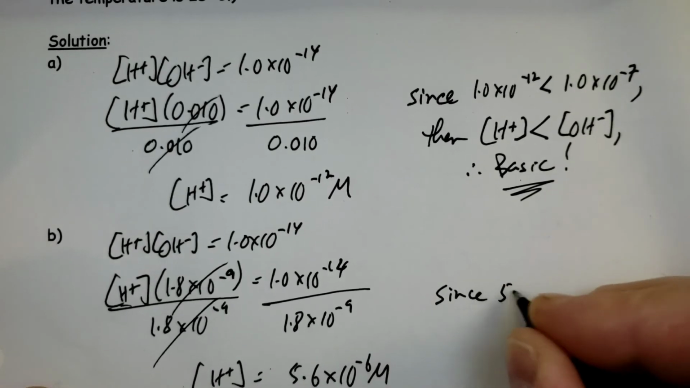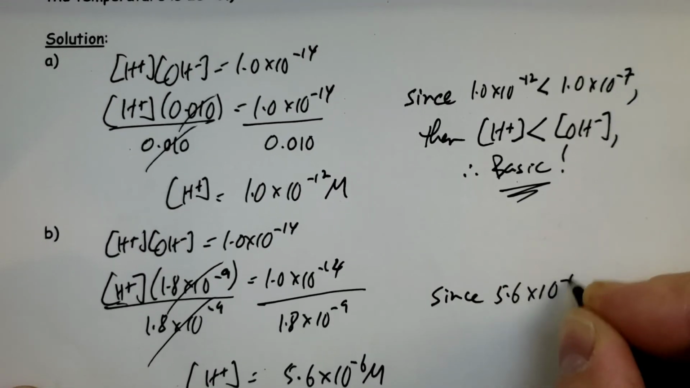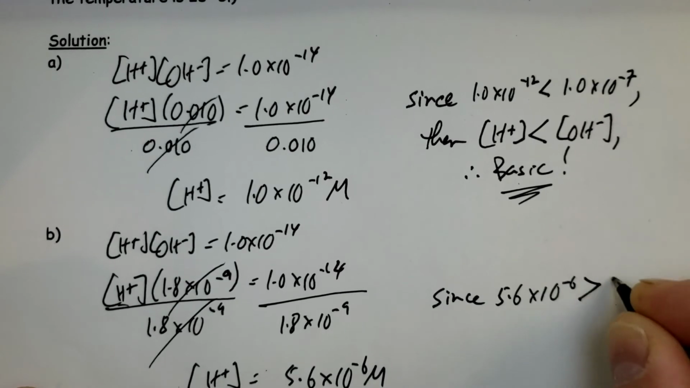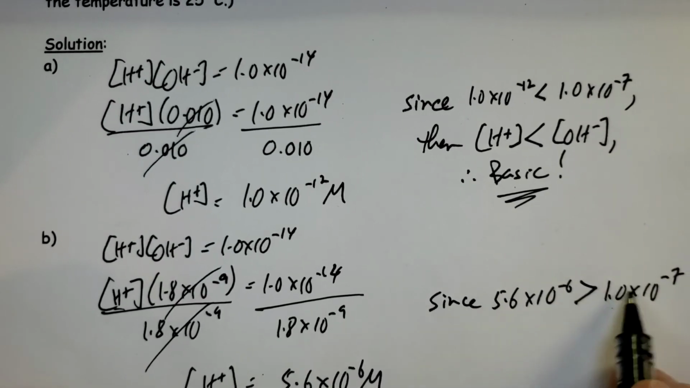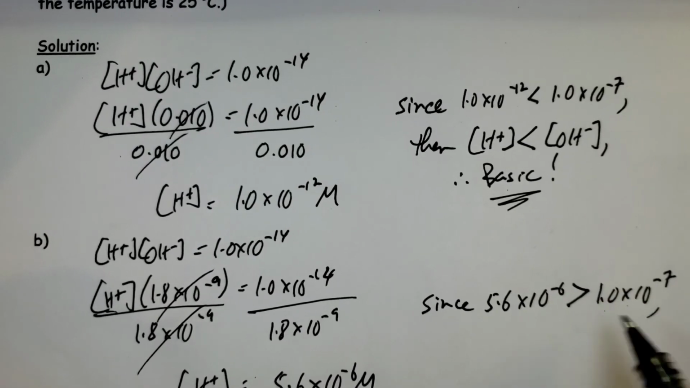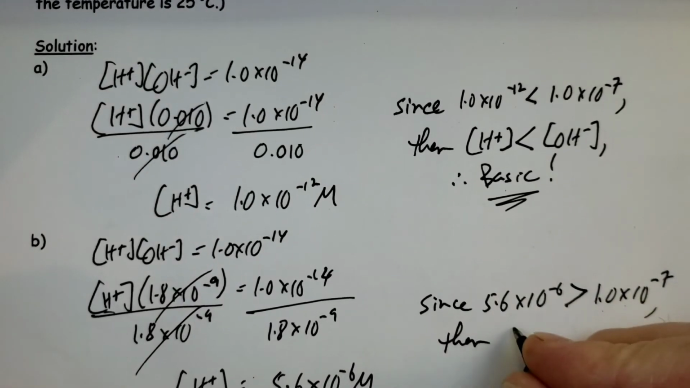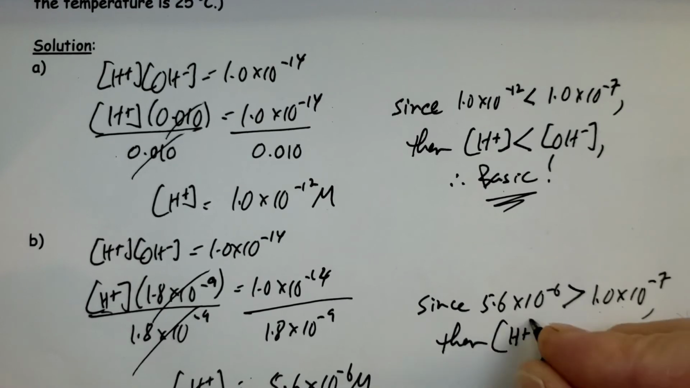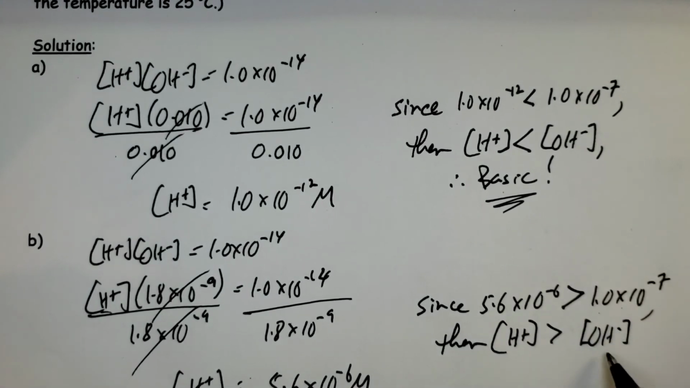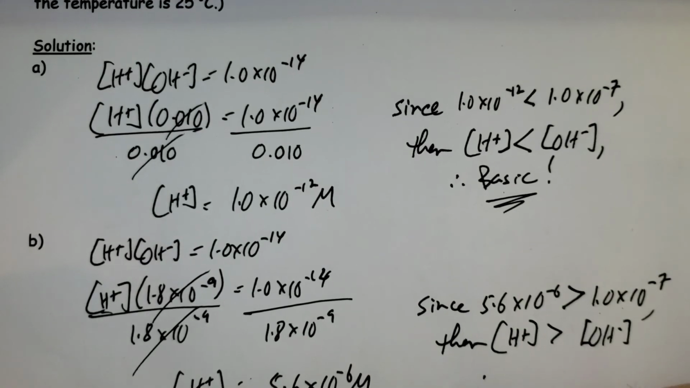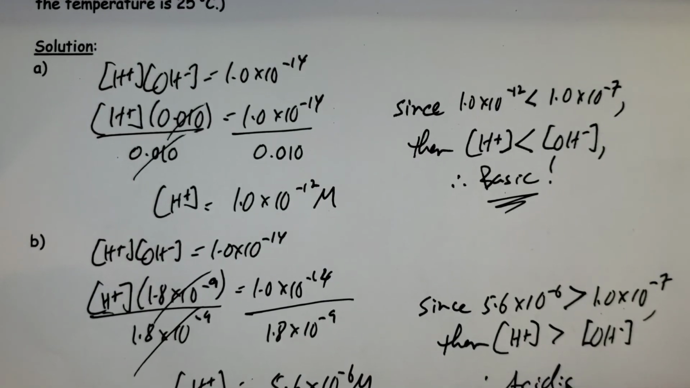And we can see that 5.6 times 10 to the minus 6 is larger than 1.0 times 10 to the minus 7. Because this is only 6 places to the left, whereas this is 7 places to the left. So then we know that [H+] must be bigger than [OH-]. [OH-] has to compensate for the large value of [H+]. Therefore, it's going to be acidic.